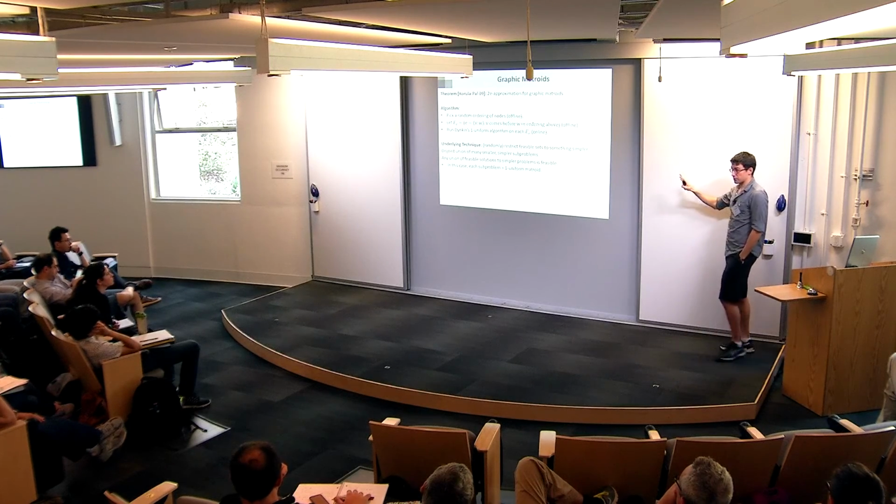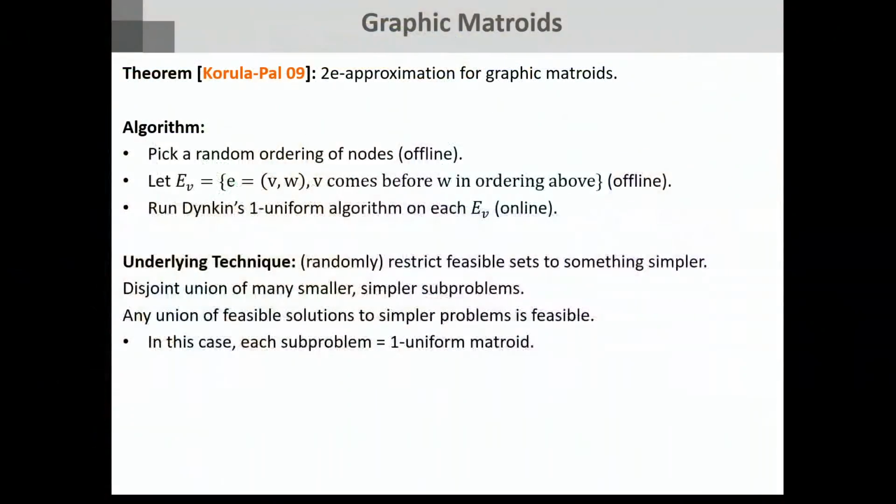Okay, so that's the complete proof. So this algorithm gets you a 2e approximation. And again, I want to highlight what is the underlying technique that might generalize. We decided that some feasible sets, even though they are acyclic subgraphs, we would call them not feasible. So we restricted the feasibility constraints. But we restricted them in a way that the new feasible sets were much simpler.